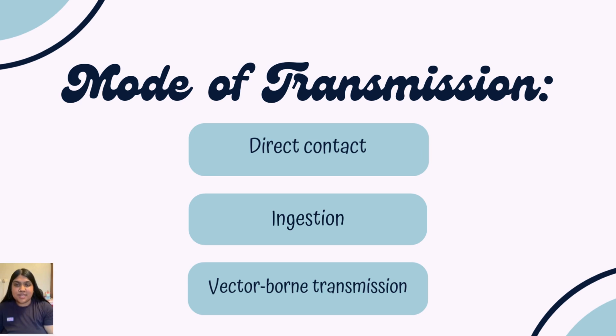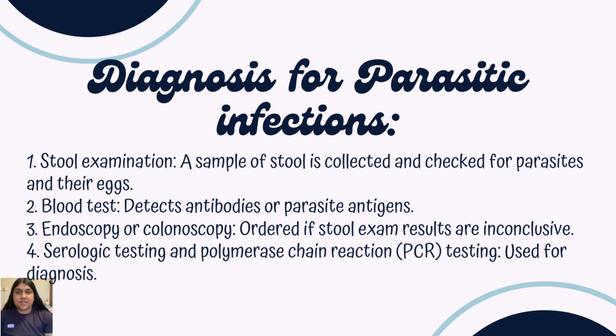An example of a parasite that is vector-borne transmitted is malaria, caused by Plasmodium species. For the diagnosis of parasitic infections, it can be stool examination, blood test, endoscopy, and colonoscopy. And lastly, it can be the serological test and PCR.